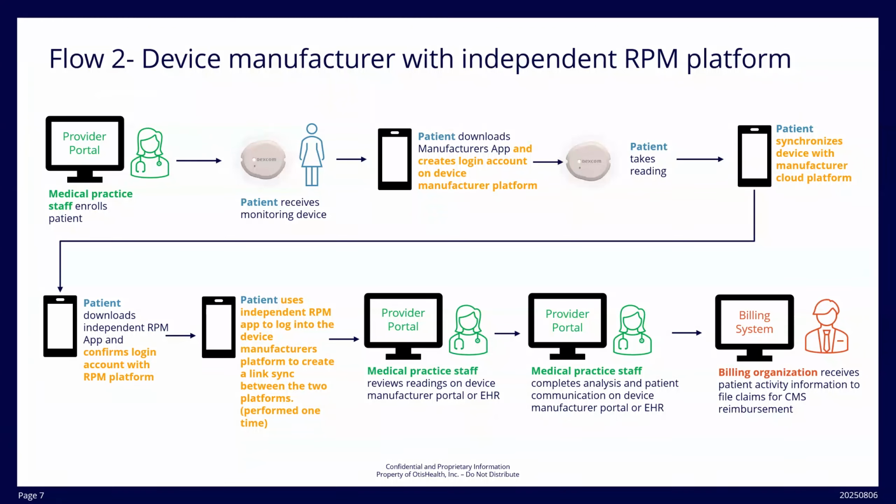Now the patient uses that independent RPM app on their phone to log into their account with the manufacturer's app, and now they're syncing basically the devices. So they're taking the device data from the manufacturer's cloud platform and moving it to the independent RPM app on their phone. And then thereby that data now gets transferred to the medical practice on their platform.